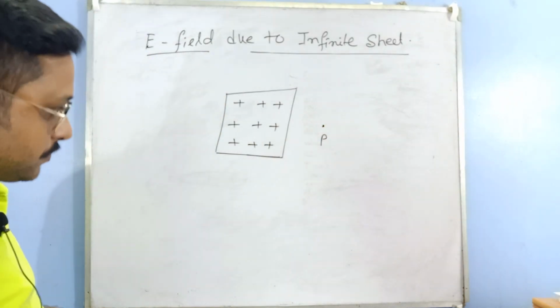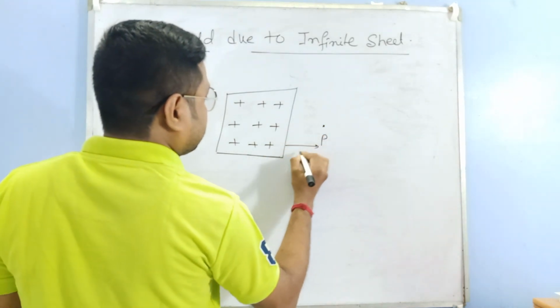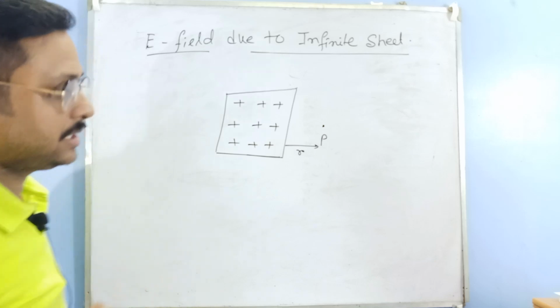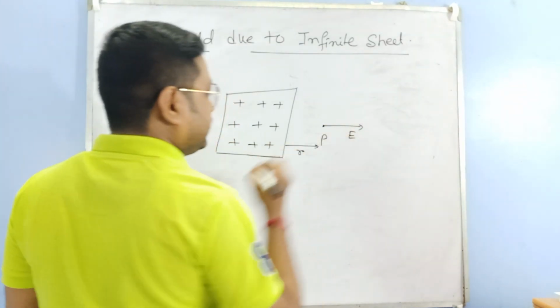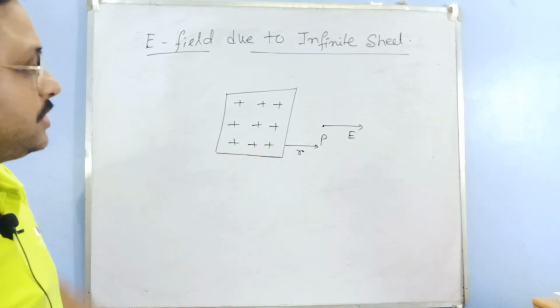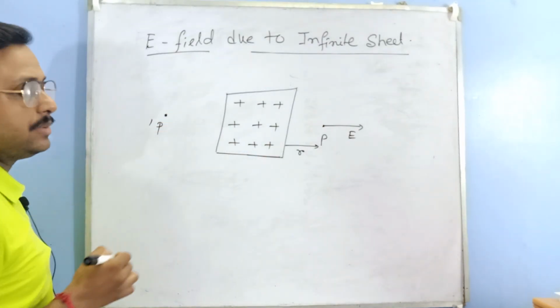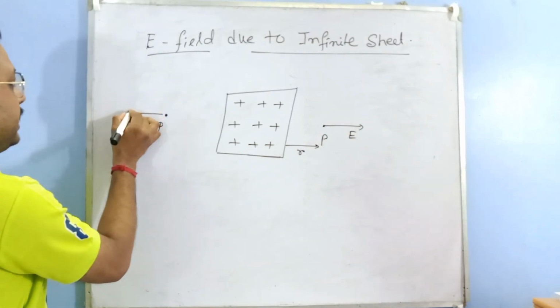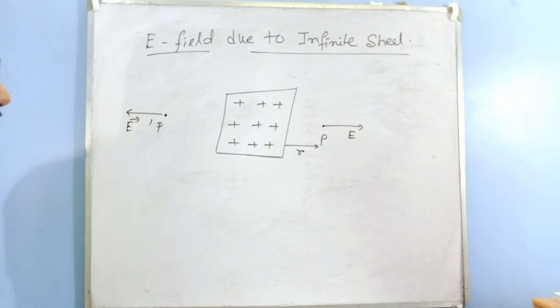Suppose the point P is at a distance r from the sheet. By symmetry, the electric field is radially outward due to the positive charge, and if we take another point P dash, due to symmetry, again here the electric field is outward from the positive charge.